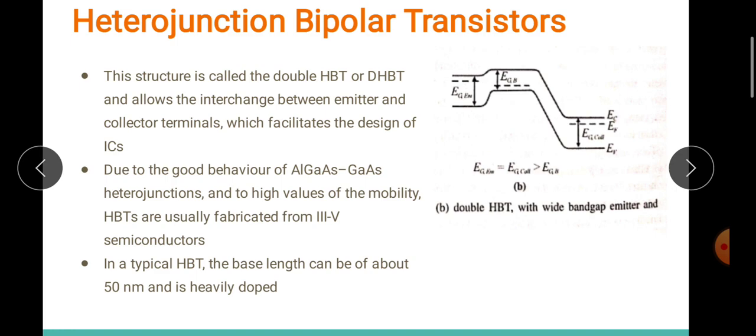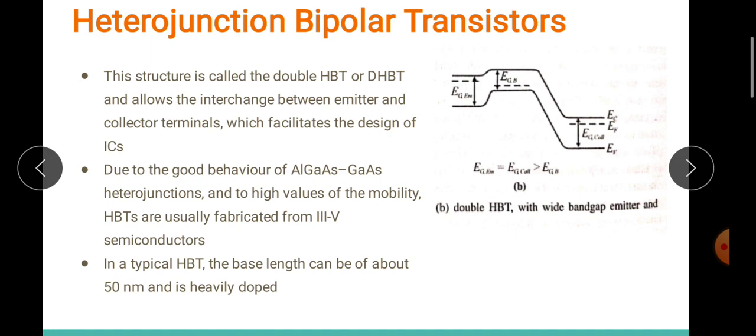Okay, let's continue. Now, when I say a heterojunction, the image that comes into our mind is the aluminum gallium arsenide and gallium arsenide heterojunction. And this particular heterojunction is so efficient, and they have excellent mobility factors. So we also always prefer fabricating HBTs with these kinds of semiconductors. Not always aluminum gallium arsenide and gallium arsenide; it may also be any other third-fifth group compounds.